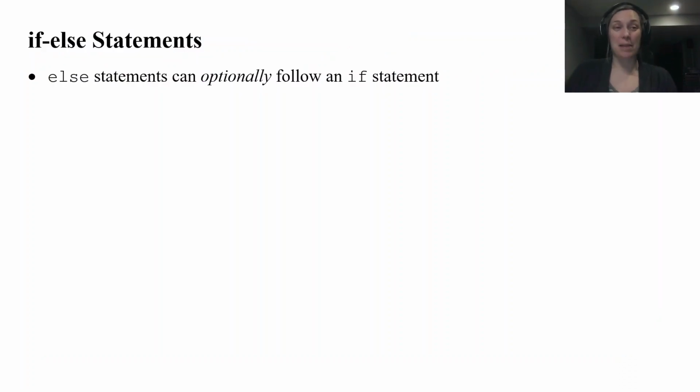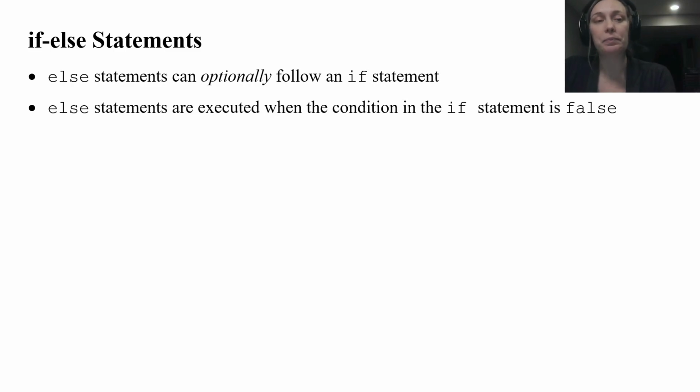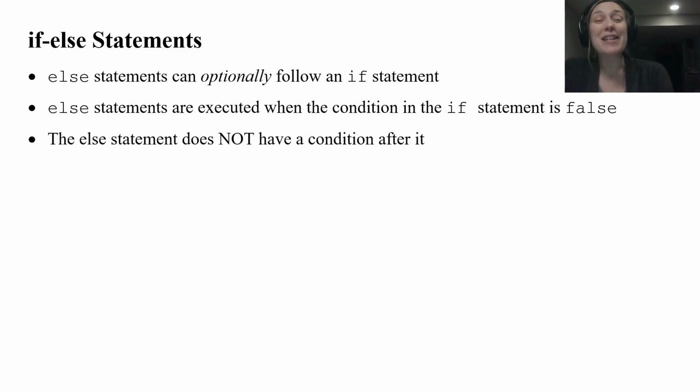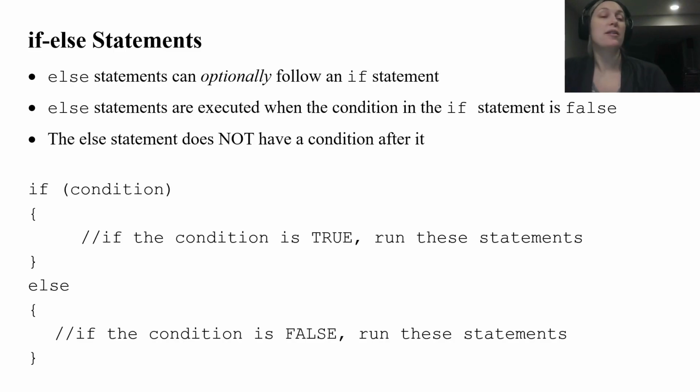So the else statement, okay? Else statements don't just happen on their own. Else statements happen with an if statement, so we call them if-else statements. Else statements can optionally follow an if statement. We've seen in the last lesson where we just had regular if statements, an else statement can optionally follow that if statement. Else statements are executed when the condition in the if statement is false. The else statement does not have a condition after it itself. Else is just an else statement that will evaluate if the if statement is false.